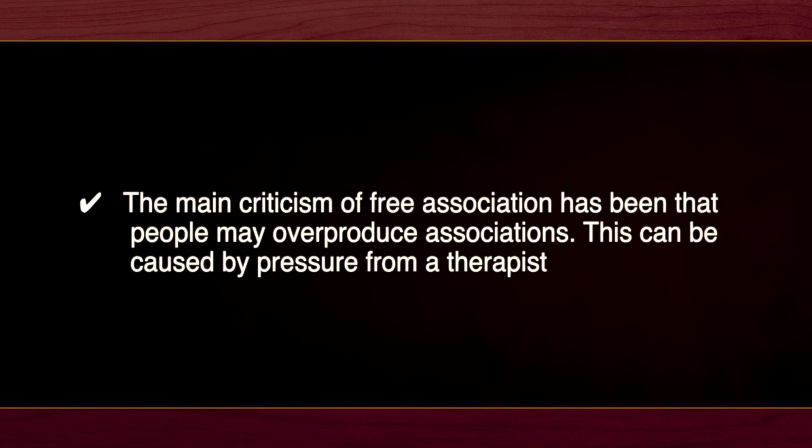Number three, the main criticism of free association has been that people may overproduce associations. This can be caused by pressure from the therapist. Someone in therapy may struggle to say as many random words or thoughts as possible. Difficulty can occur if the person is not actually thinking about these topics. Next method is transference.